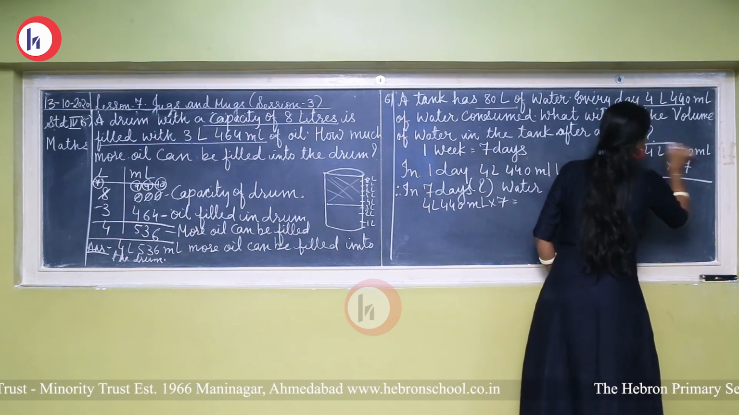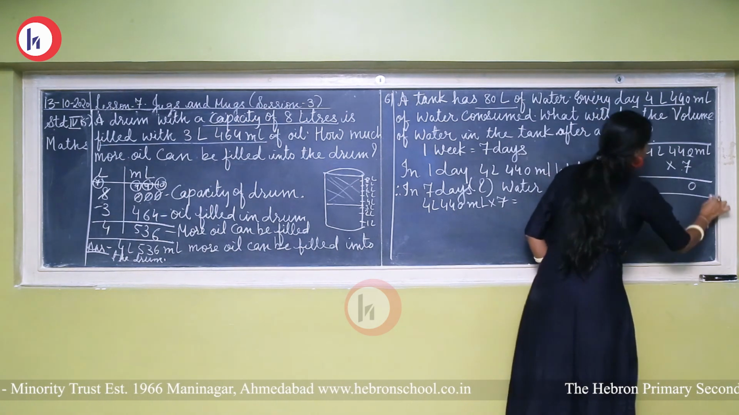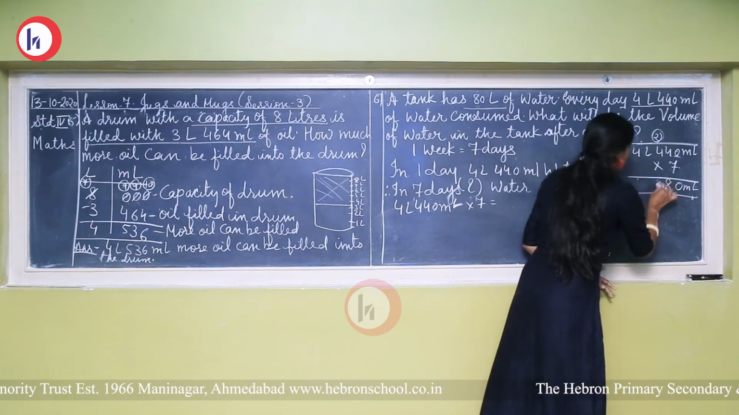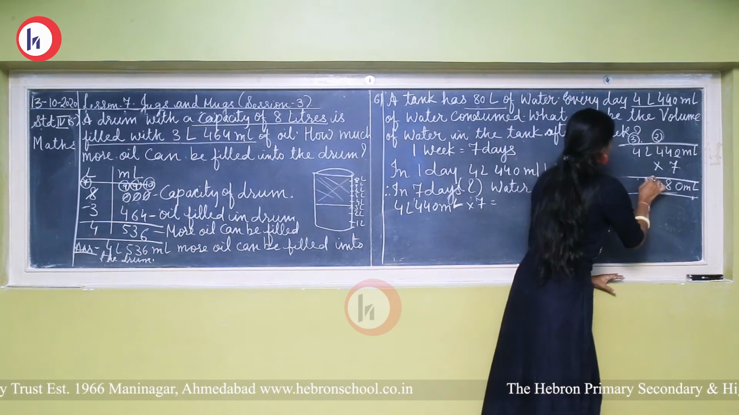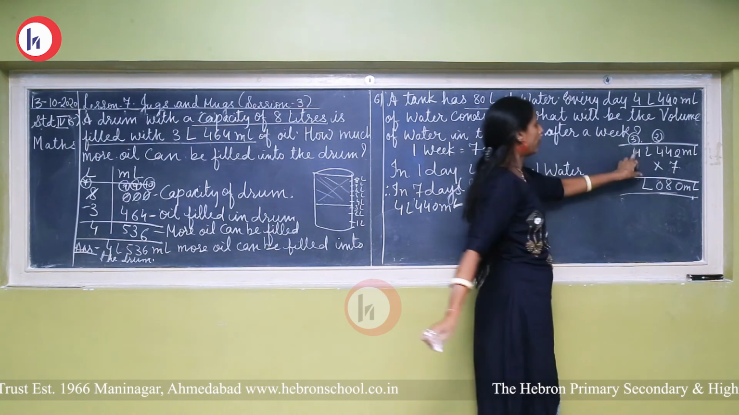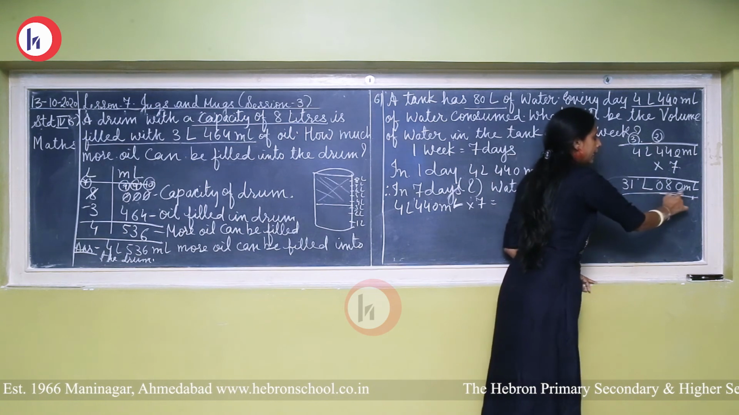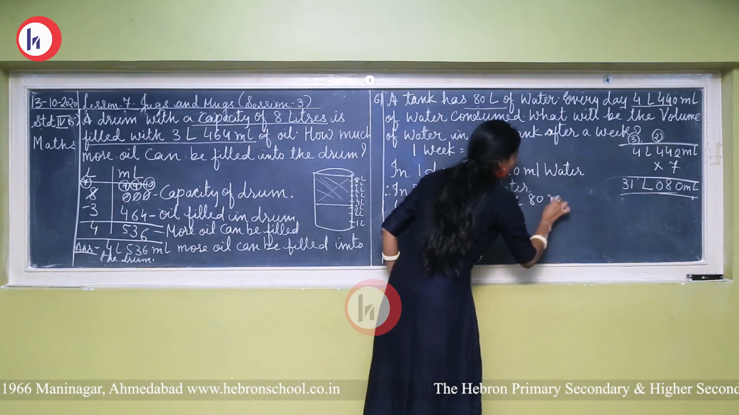Now, we'll start from the ones place. 7 multiplied by 0, 0. 7 4s are 28. 28 plus 2, 30. Then 0 and 3 will be carried forward. Now, 7 4s are 28. 28 plus 3, 31. 31 liter, 80 milliliter.